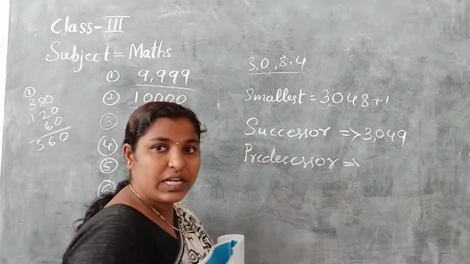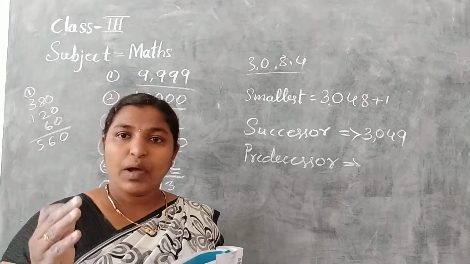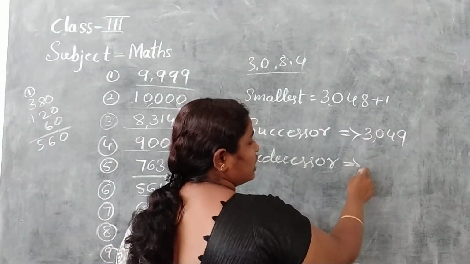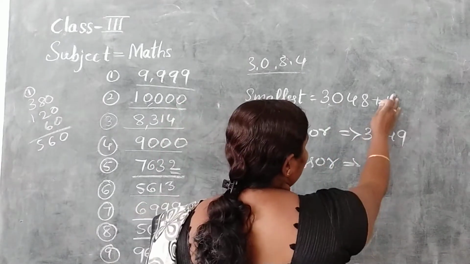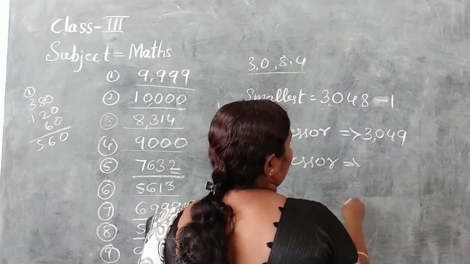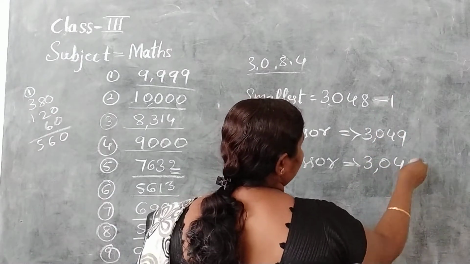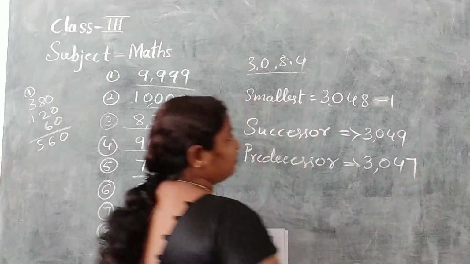So what is predecessor? Predecessor will be the just before number of the given number. So you have to do minus 1. So if you do minus 1, 3447 will be the answer.